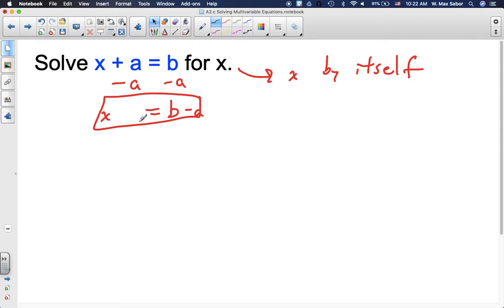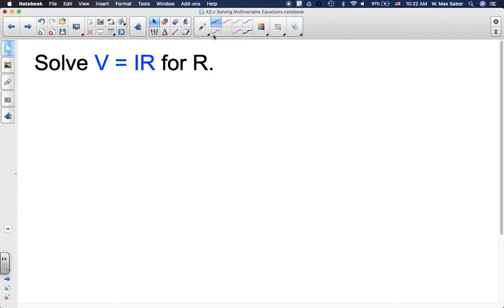So x is the same thing as b minus a. If you gave me b and a, I could plug them into this side and I'd find out what x is. Now let's solve this for r. Well, we're trying to get r by itself. This is I times r, so we'll do the opposite operation, which is dividing by I. So v over I equals r. This is a real physics equation. So that's solved for r.